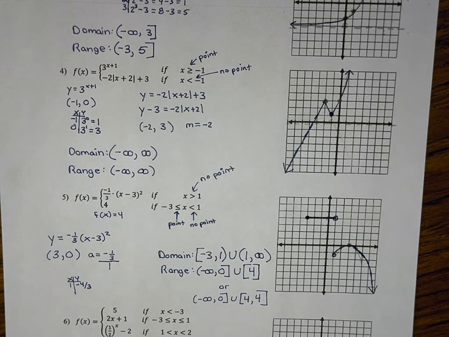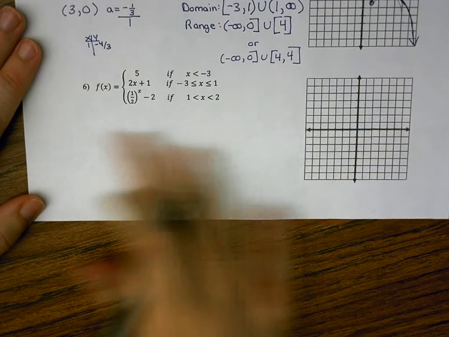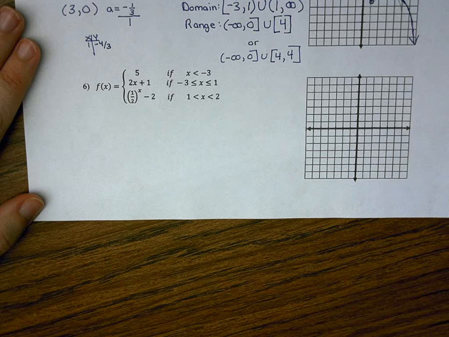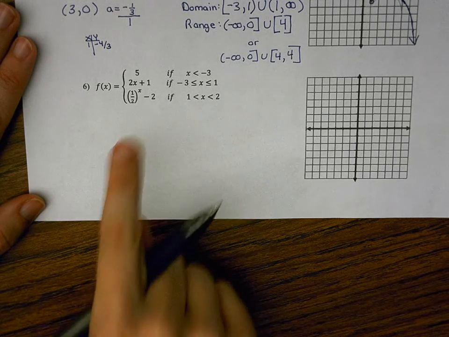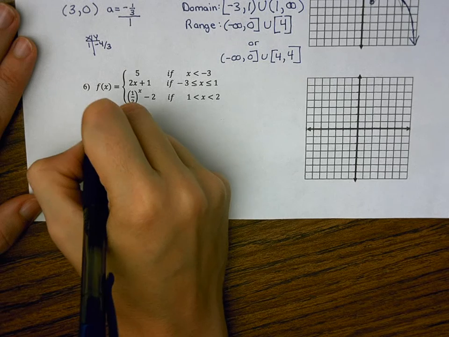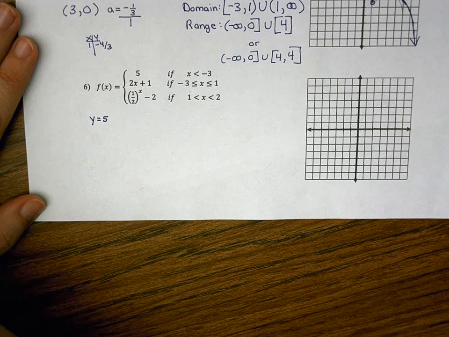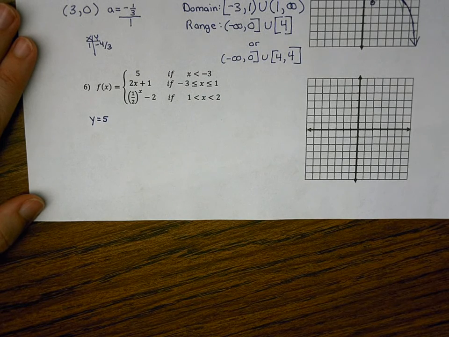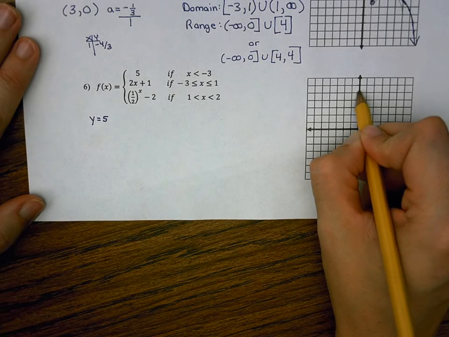Excuse me. Okay, last one, number 6. Again, I encourage you to pause the video, see how much of this you can get down on your own. That way you can figure out where your questions are. Okay, first up we have our y equals 5. Well, what does y equals 5 look like? It's a horizontal line through y equals 5. It's like that.